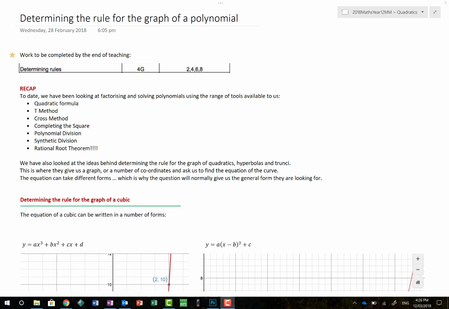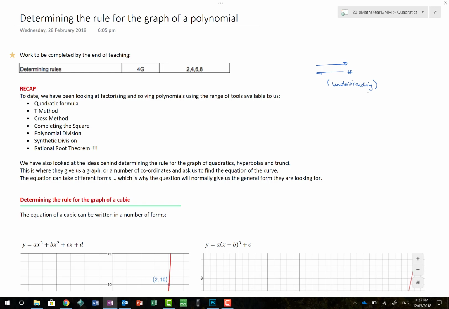Now, in mathematics, and I say this in a lot of my videos, we are always interested in doing things forwards as well as backwards. Many of the exam questions you will face are looking at you doing things backwards. That tends to test your understanding of the content, not just regurgitation. That's the important stuff in Methods, is the understanding. So today, that's very much what this topic deals with, determining the rule for the graph of a polynomial.